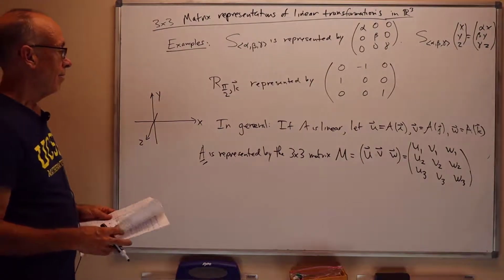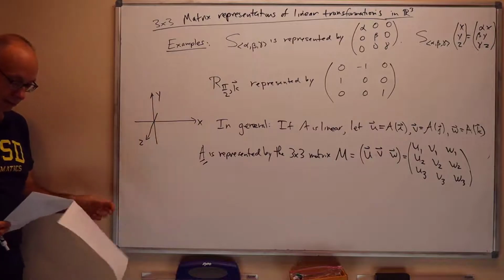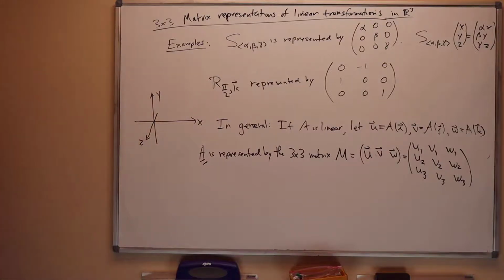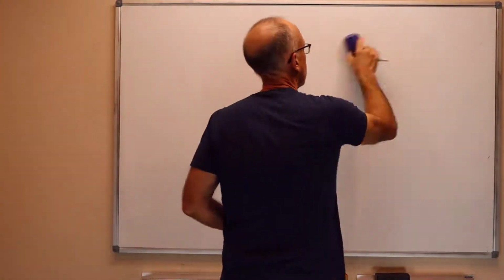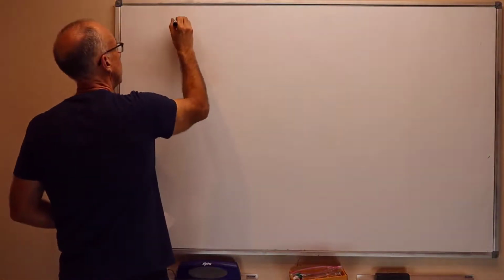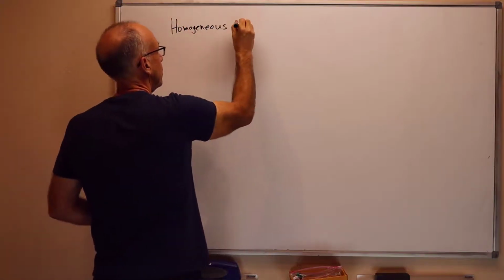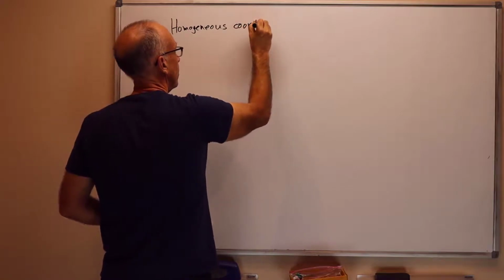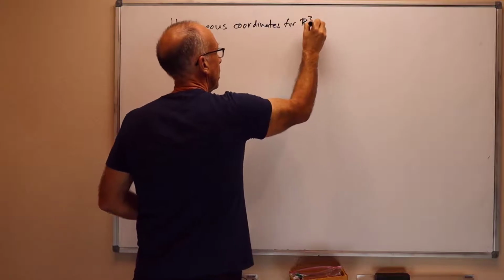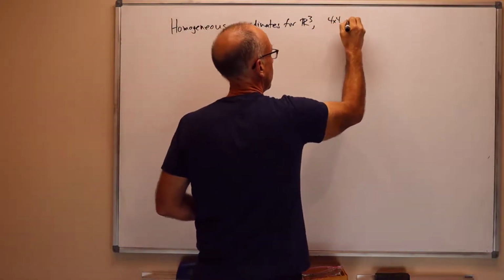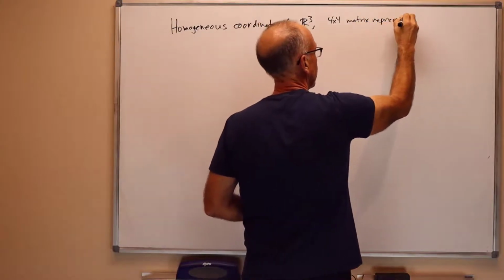So next we want to talk about homogeneous representations and 4 by 4 matrix representations. So homogeneous coordinates in R3 and 4 by 4 matrix representations of affine transformations.